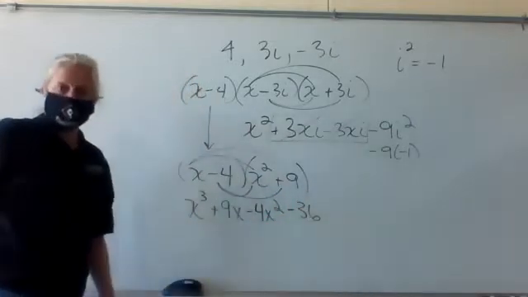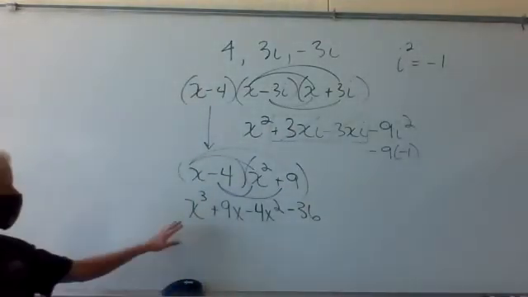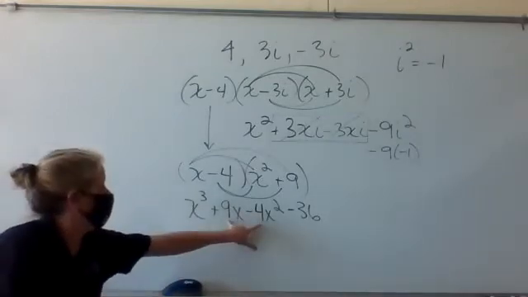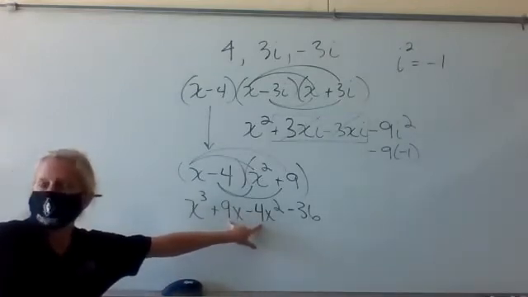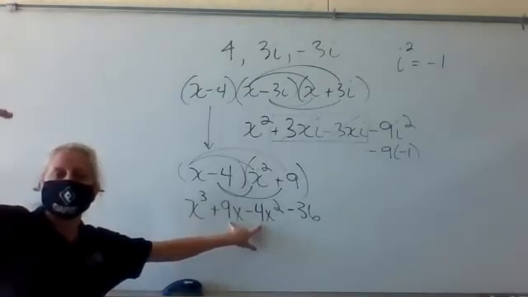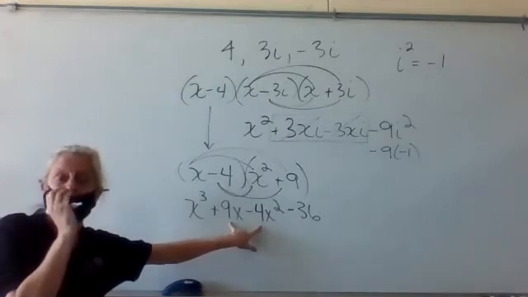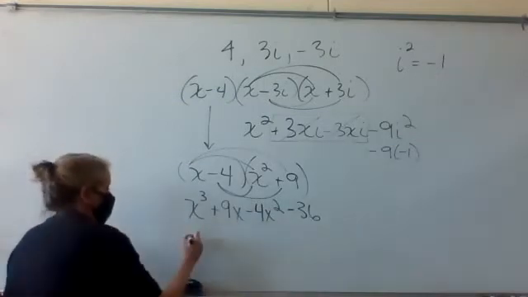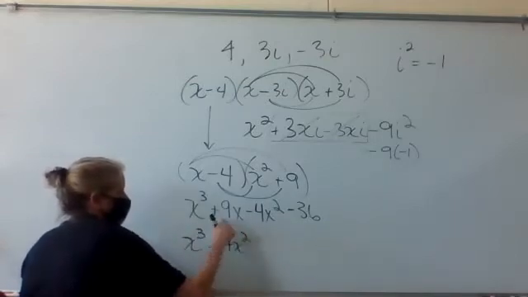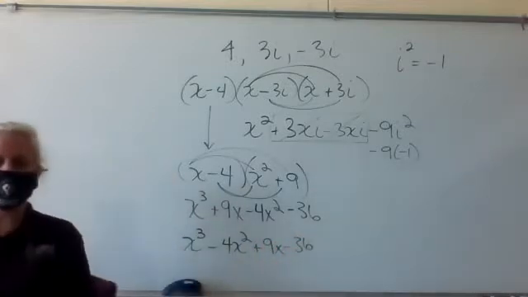Now, there's not a lot left to do, there are no like terms like the last one, but I do need to flip-flop these two terms, right? Because you want your highest exponent first and then go down from there, which means if I start from x cubed, I need my x squared term next. So I have x to the third minus 4x squared plus 9x minus 36.